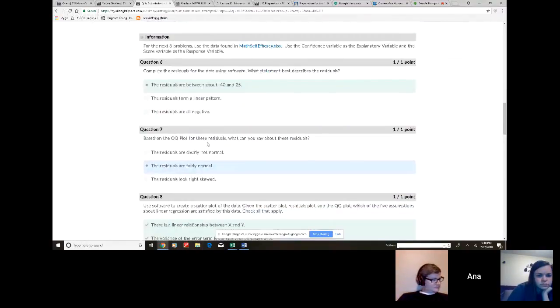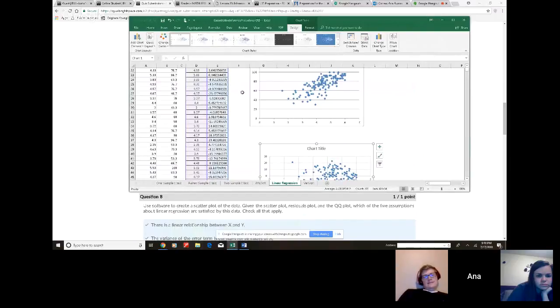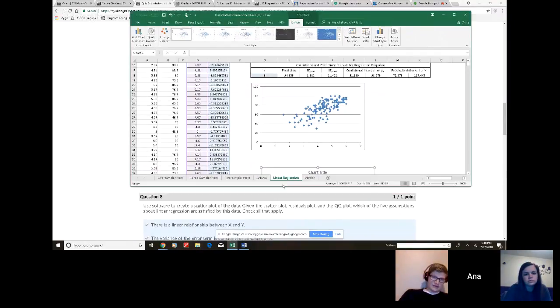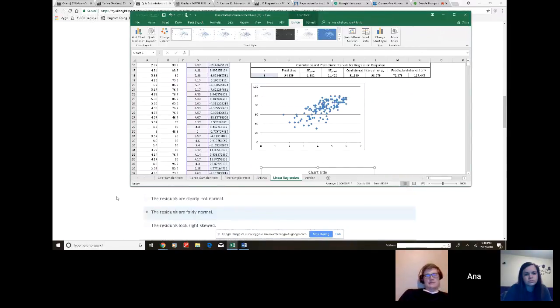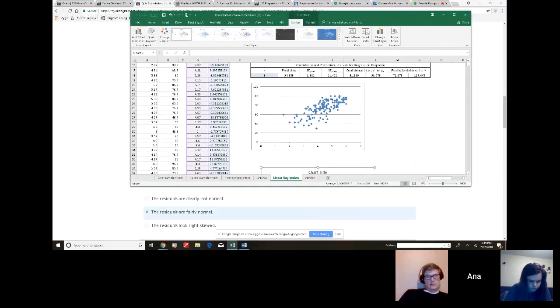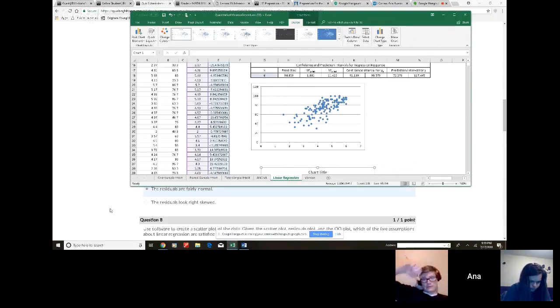Now, based on the QQ plot for these results, what can you say about these residuals? So how do you build the QQ plot? You already have it on there. It's the one that's above it, right here on the screen already. You can put a trending line through this and kind of follow the trend to show where the points lie. They're fairly normal. Looking at the QQ plot, it looks like a normal line. They're not right skewed. So the residuals are fairly normal because of the QQ plot and your scatter plot. They both follow a normal distribution.